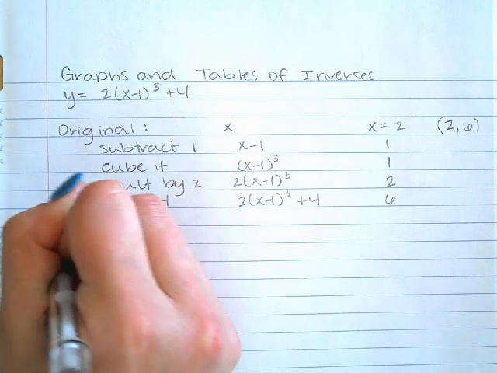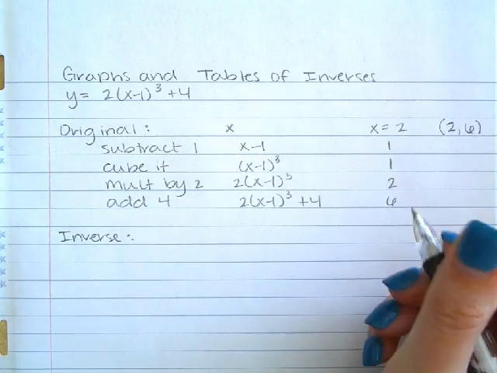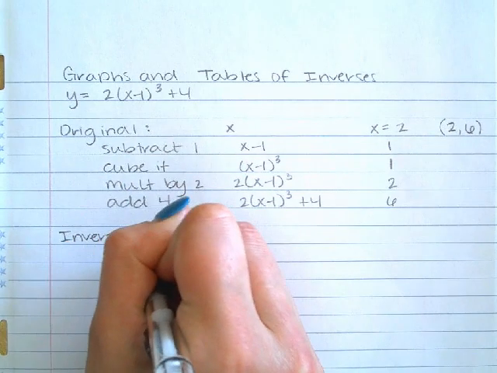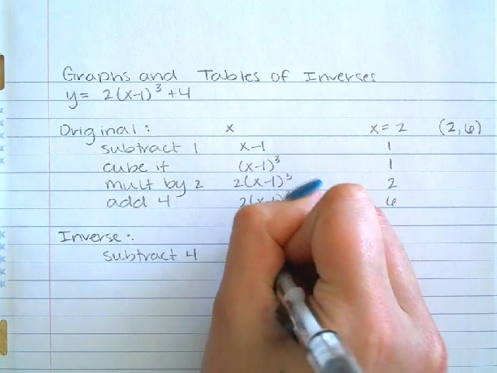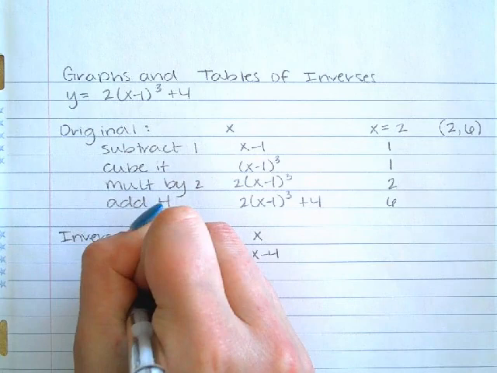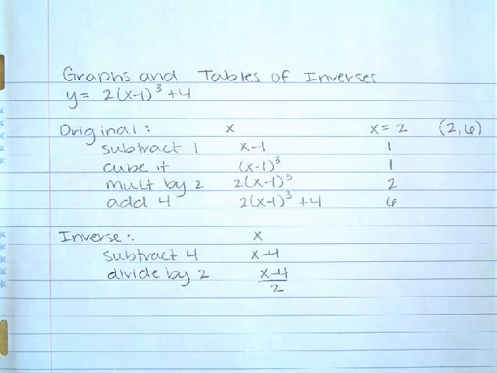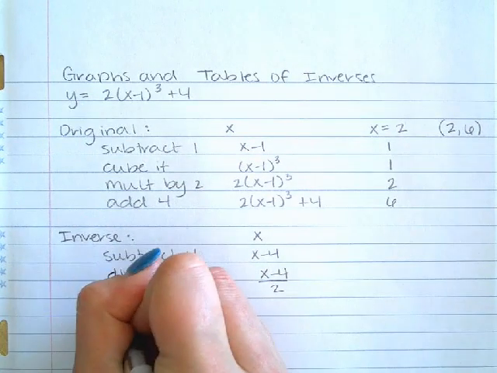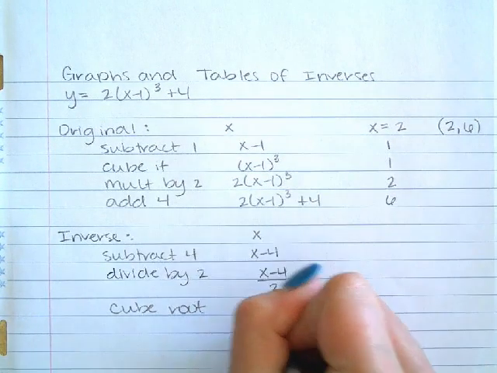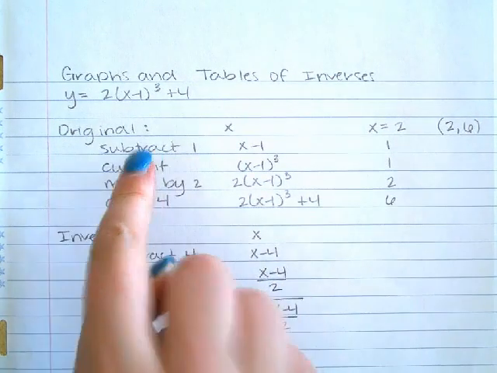Okay, so that means for the inverse, we're going to go backwards. We start with a number, then we subtract 4, and divide by 2. So (x minus 4) over 2. Then we're going to cube root, because we're undoing cube it. So now we have the cube root of (x minus 4) over 2. And then last, we're going to add 1.